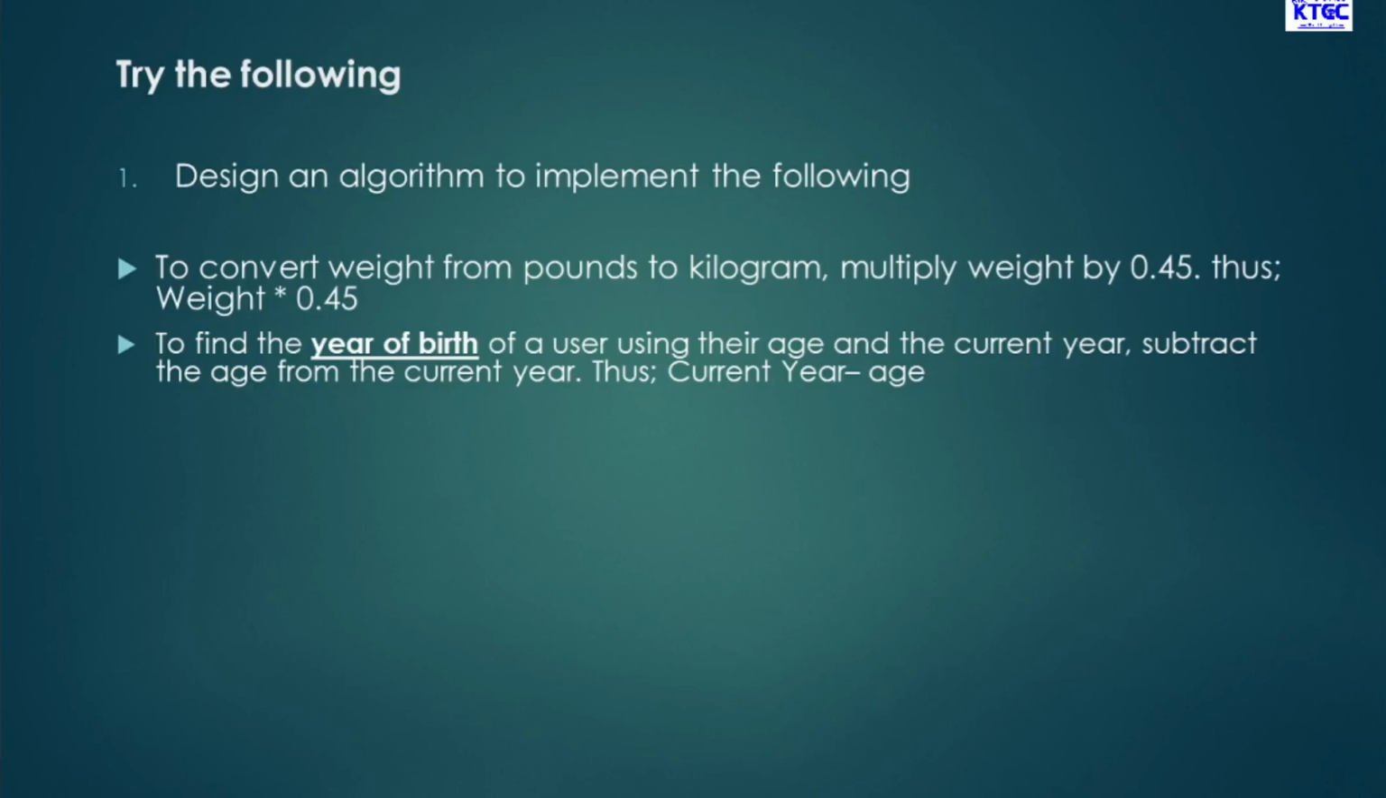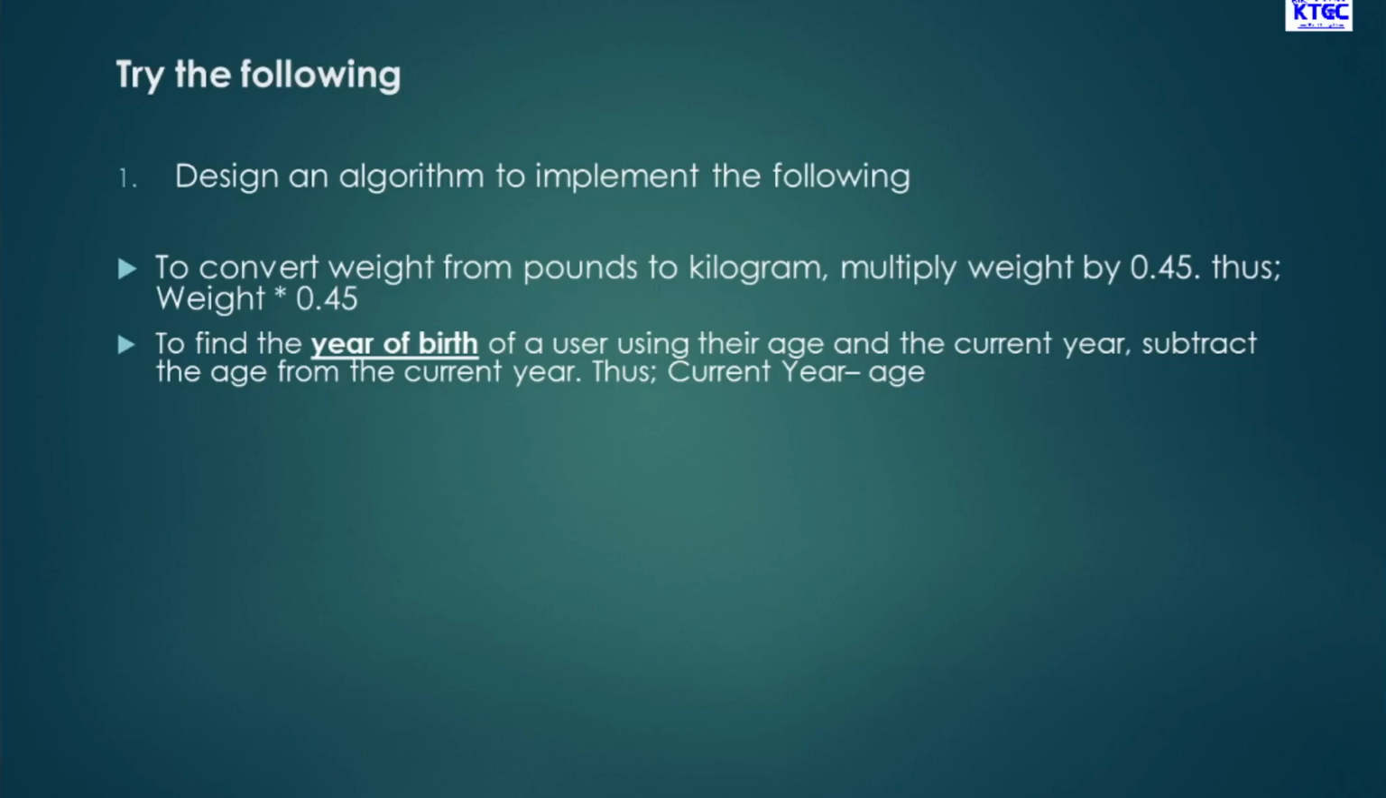And then the second one, we have to find the year of birth of a user using their age and then the current year. So here too, we are talking of the year of birth and not the date of birth. So just the year. Which year were you born? 1944. Which year were you born? 1983. Which year were you born? 1987. Year, just the year. So to be able to get the year, we need the age of the user and then the current year. So what do we do?